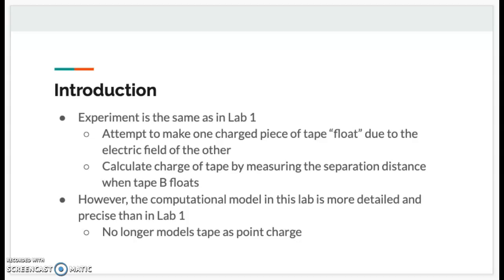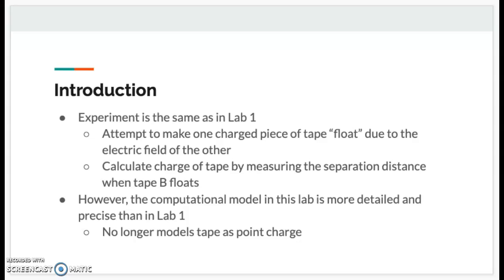So the experimental section for this lab was the exact same as in Lab 1, so I'm going to go over it pretty quickly. Basically, we give an electric charge to pieces of tape and attempt to make one charged piece of tape float above another charged piece of tape due only to the electric field of the lower tape. We then measure the separation distance between the tapes at which the top tape floats, and use this distance to calculate the charge on the tape.